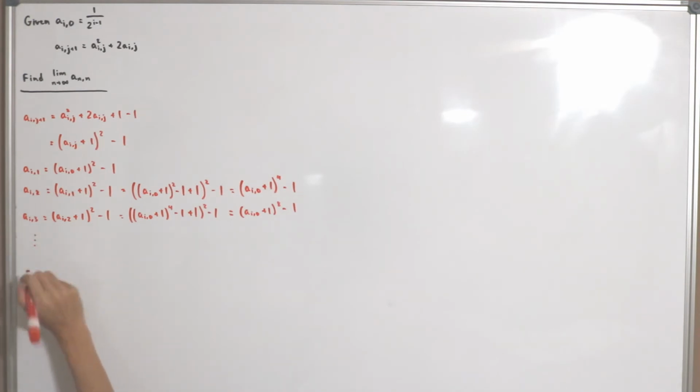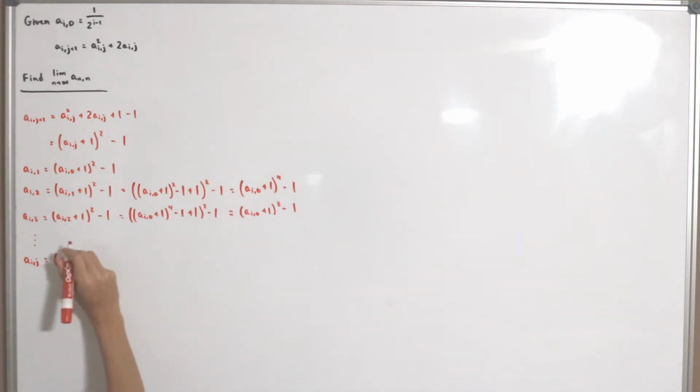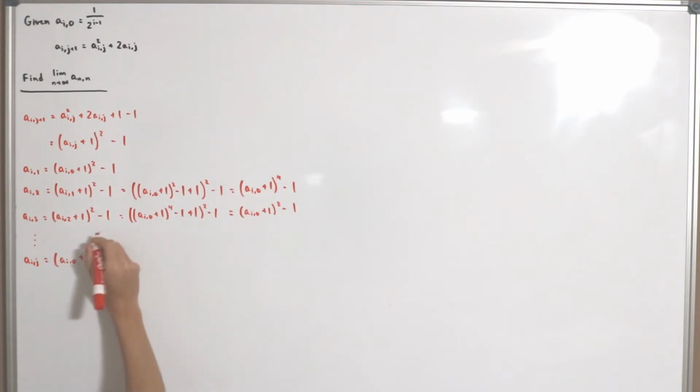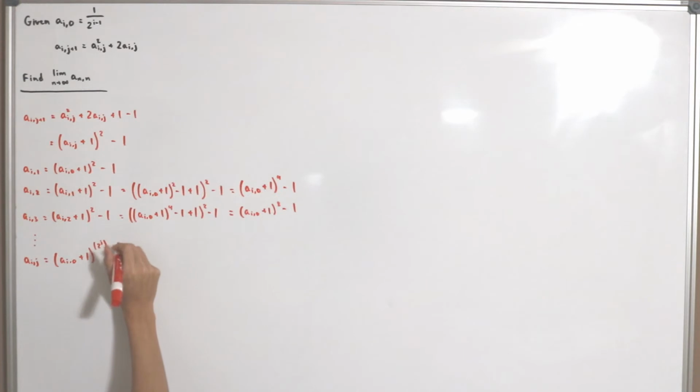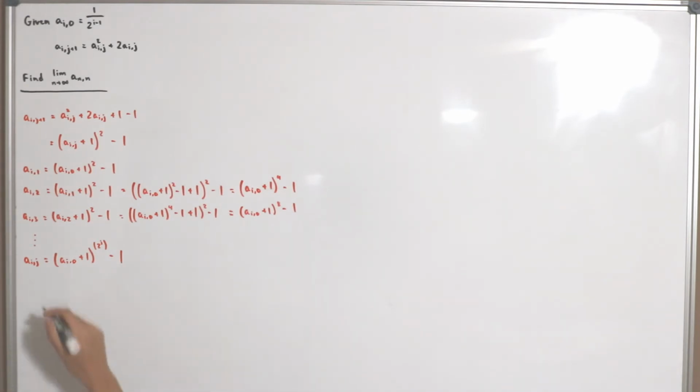So now the general formula for a sub i,j is actually just a sub i,0 plus 1, raised to the 2 raised to the j, minus 1. Let me underline this in black: we have our general formula for a sub i,j. This is our general formula here, like so.